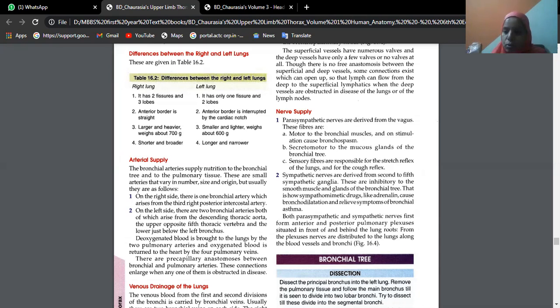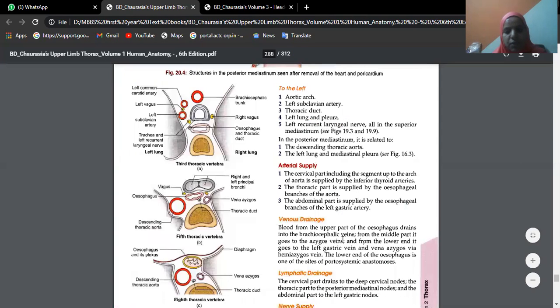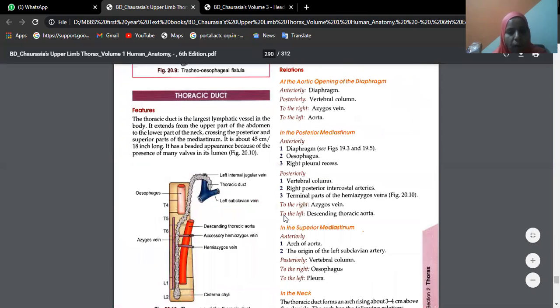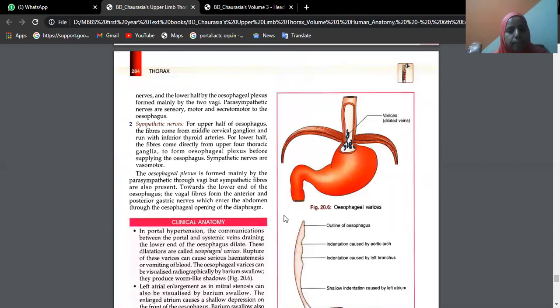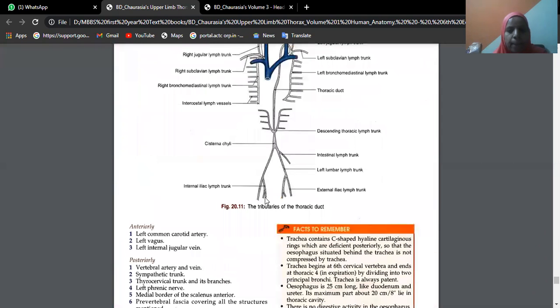Now coming to cisterna chyli, the next question. Do you remember anything about it? Cisterna chyli is an enlarged portion of the thoracic duct. Yeah, very good. The enlarged part of the thoracic duct.